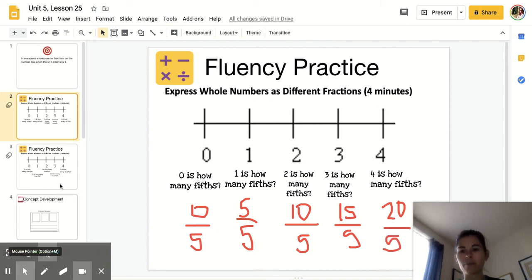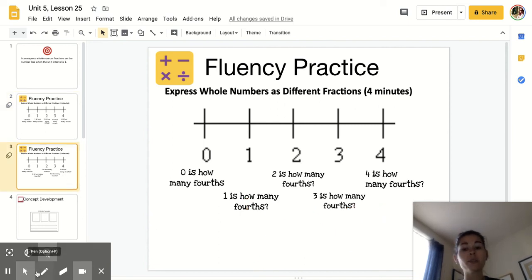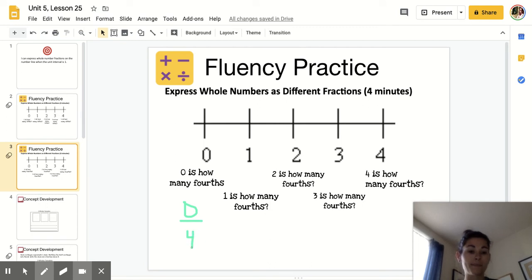Let's try this again. 0 is how many fourths? You're right, 0 fourths. 1 is how many fourths? You're right, that's an easy one. 4 fourths. Let's make it a little trickier. 2 is how many fourths? You're right, 8 fourths.